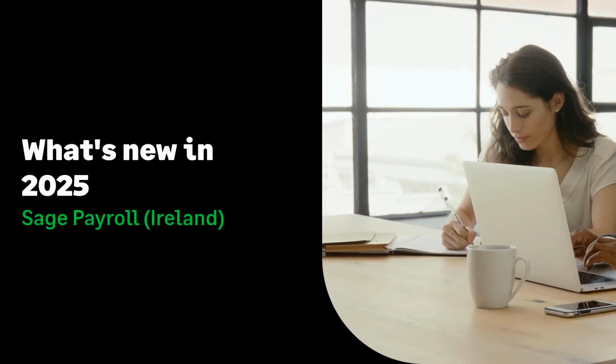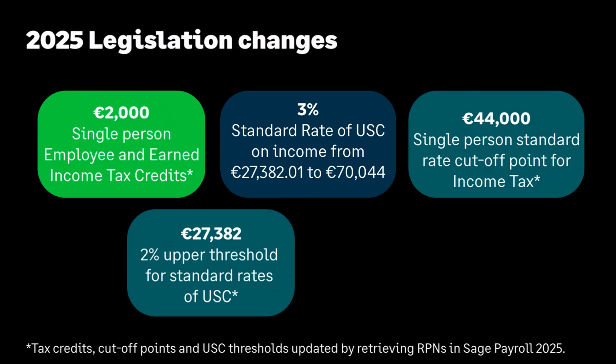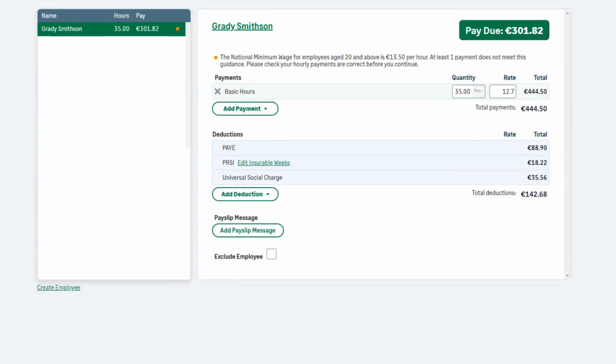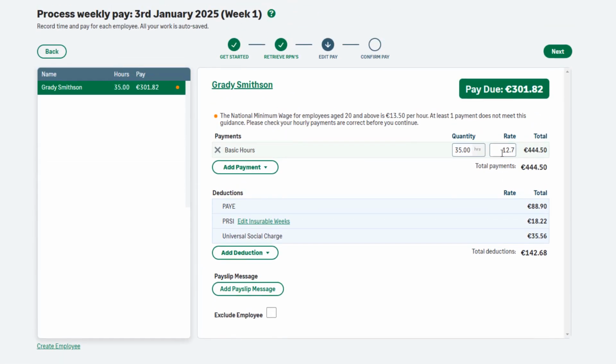We'll now look at what's new for 2025. All changes to cut-off rates, tax credits, USC and any PRSI exemptions will be automatically applied in the programme on retrieval of the RPN from Revenue. In 2025, minimum wage will increase to €13.50 per hour for ages 20 and above. Other bands have increased in accordance with previous years. If required, amend payment rates within the Edit Pay section of Payroll to reflect this.